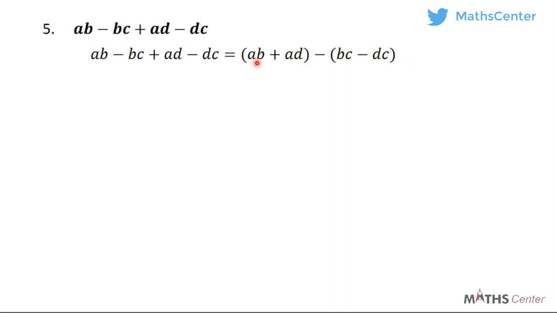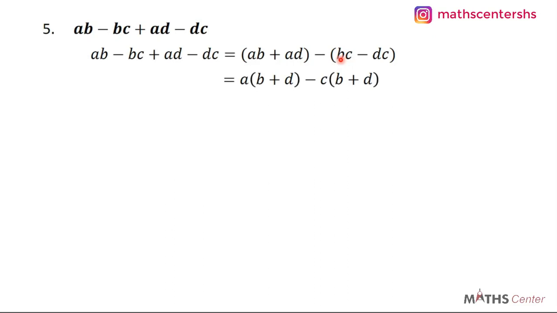Now from here we can see that AB and AD, the common factor there is A. So we bring A outside the bracket. Then what is inside the bracket? Here used to be AB. You have taken A outside, so it will be left with B. Here used to be AD. You have taken A outside, so it will be left with D.